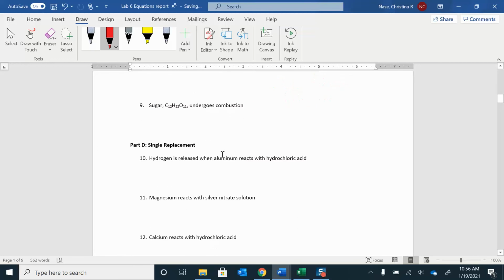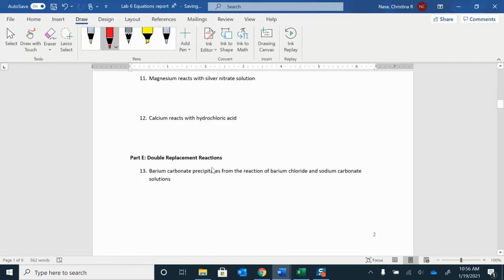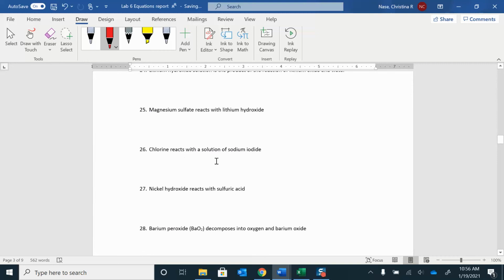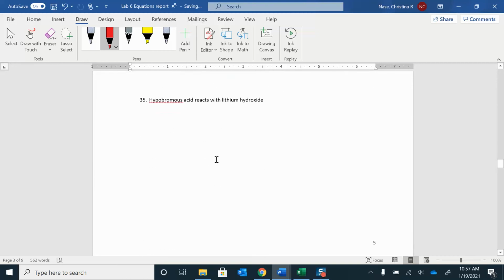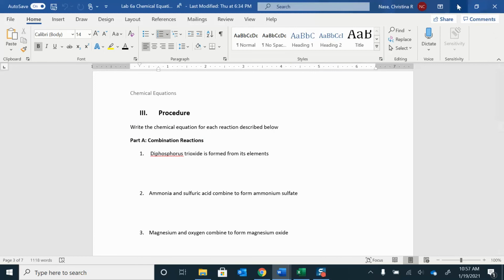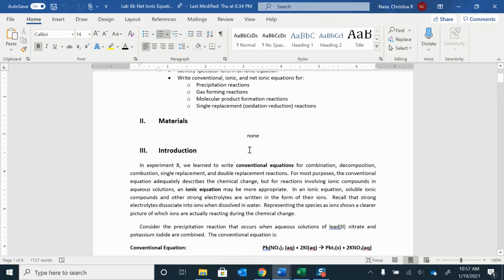Combustion reaction, single replacement, double replacement, right? And then they're all mixed up. There's a lot of these. If you finish this lab, there's really not much I can give you to trick you up. The second part of the lab involves net ionic equations.